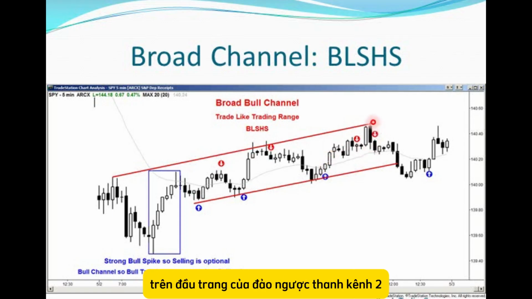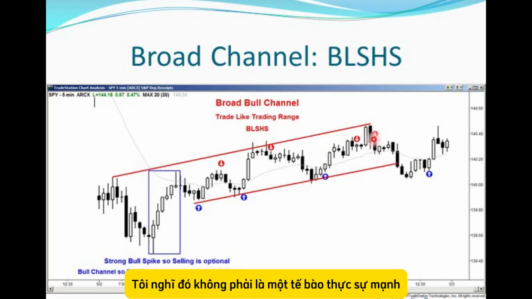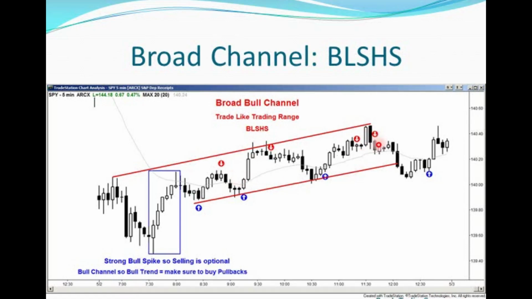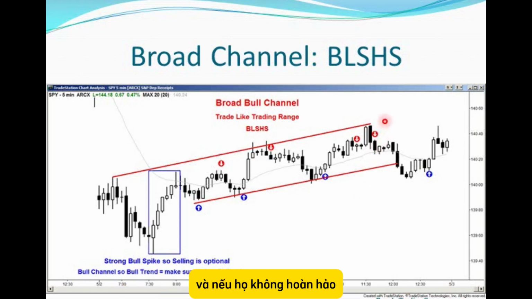Up here, top of the channel, 2-bar reversal, getting late in the day. We might get a bigger pullback, 3 pushes up. I think that's not a really strong sell. We just have too much buying pressure in here. My preference in general, if I'm not confident about the counter trend trades, and if they're not perfect, is in general just to go with the with trend trades.